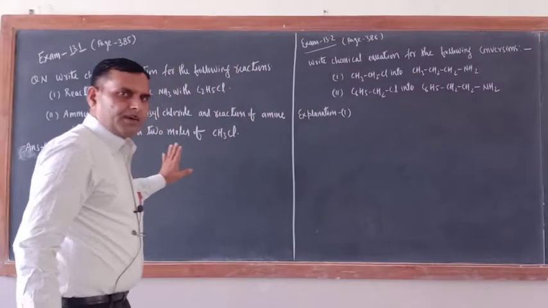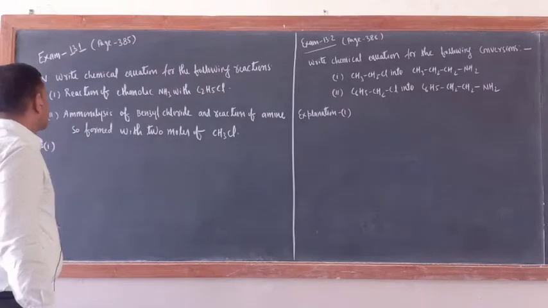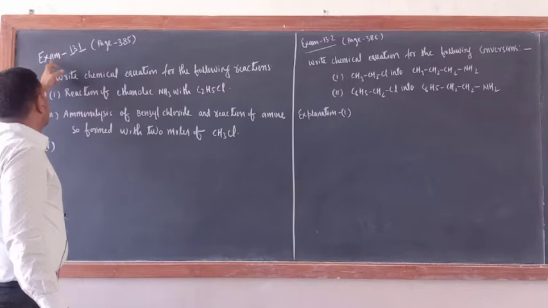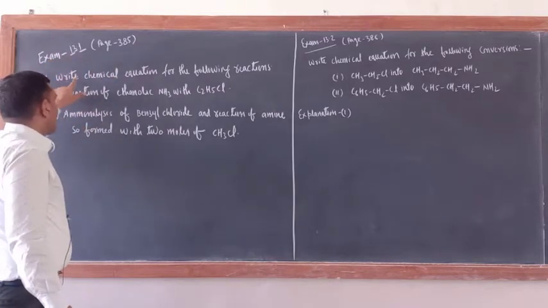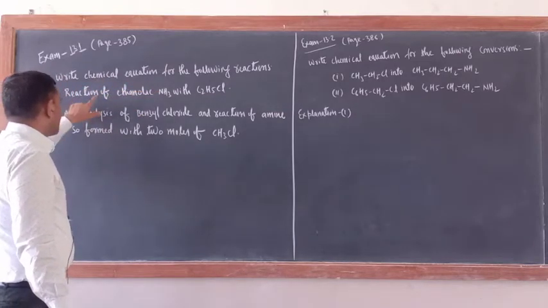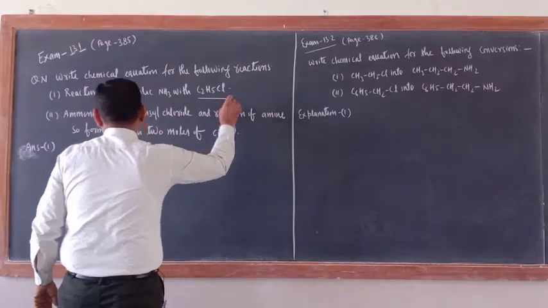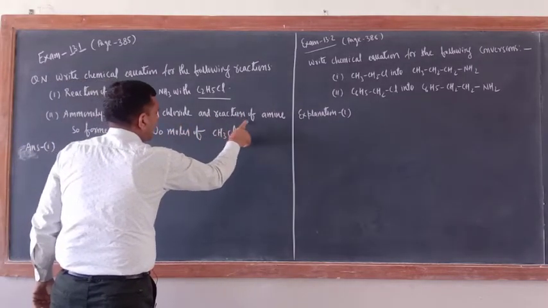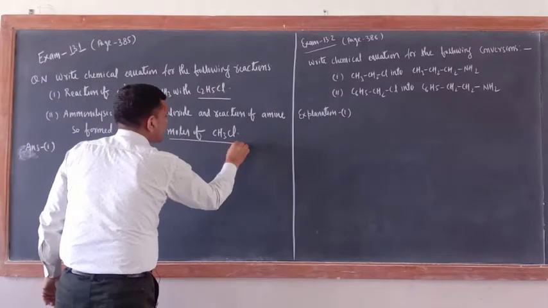Methods of preparation of amines are over. There are some in-text questions and examples that should also be solved. The first question is example 13.1, page number 385. Write chemical equations for the following reactions. Number 1, reaction of ethanolic NH3 with C2H5Cl. The second one is ammonolysis of benzyl chloride and reaction of the amine so formed with 2 moles of CH3Cl.